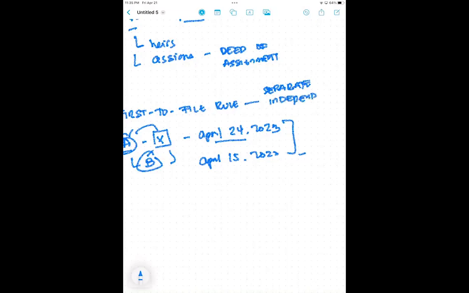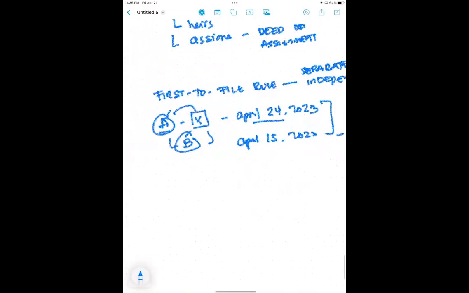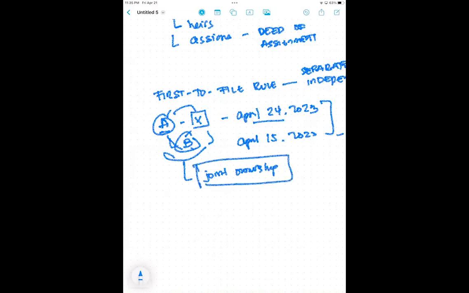Independent from each other. Why? Because in this given example, it was shown that A and B collaborated, because it was shown that B assisted A. Therefore, the rule here is joint ownership. Subject, of course, to the possibility that A and B have some other kind of relationship, which we will discuss later. But if, let's say, for example, they partnered on X, okay? So, the rule is joint ownership.